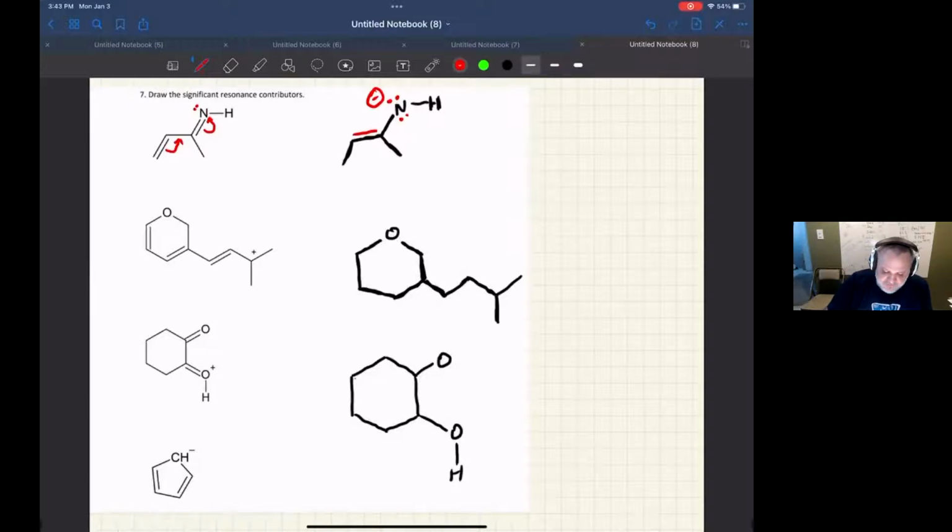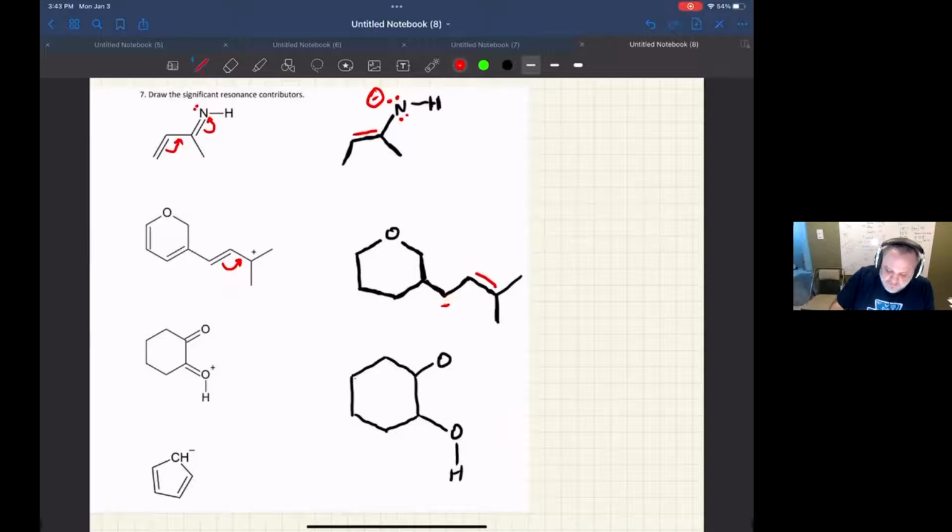Okay, let's think about this one. All right, what's going on with this positive charge here? That positive charge on the carbon means that this carbon has an incomplete octet. So that means that we can move double bonds towards it. So I can move the double bonds over here. If I do that, then that makes this carbon positive.